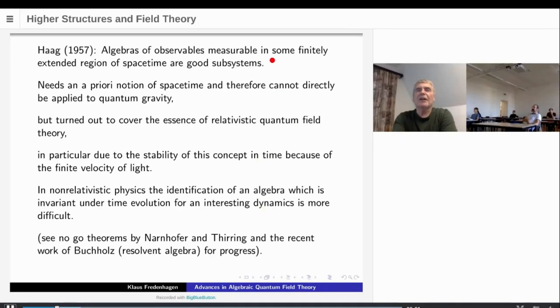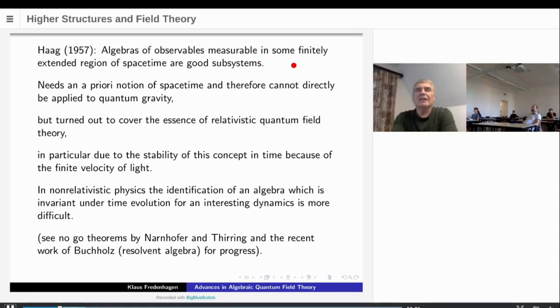Okay, so now I come to the starting point of algebraic quantum field theory, which was the Lille lecture of Rudolf Haag in 1957, where he made the proposal that one should look at algebras of observables measurable in some finitely extended region of space-time. And these turned out to be good subsystems in a certain sense.